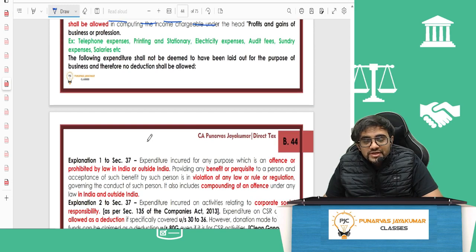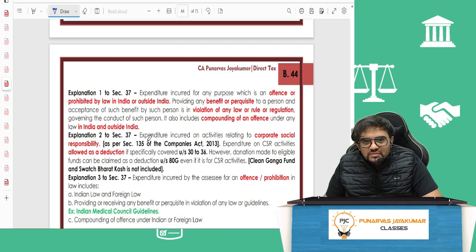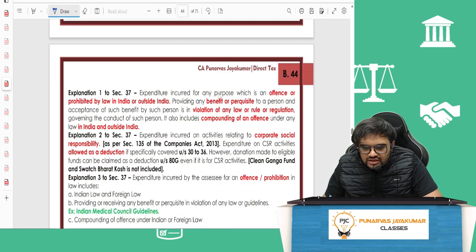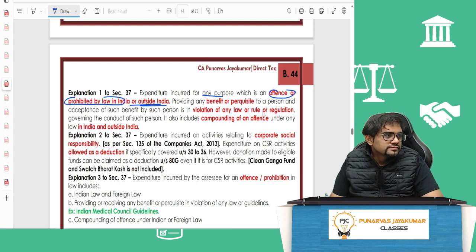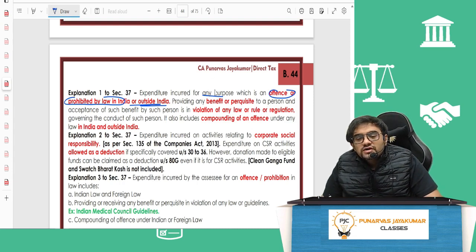Now there are certain explanations to section 37. Explanation number 1 to 37: expenditure incurred for any purpose which is an offence or prohibited by law in India or outside India. As I told you, any expenditure which is illegal, not allowed.